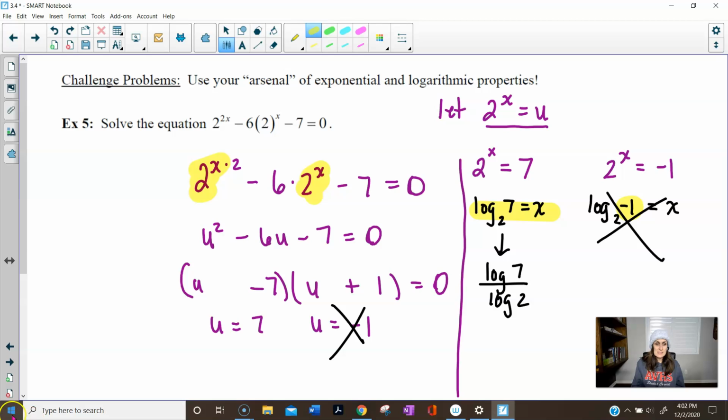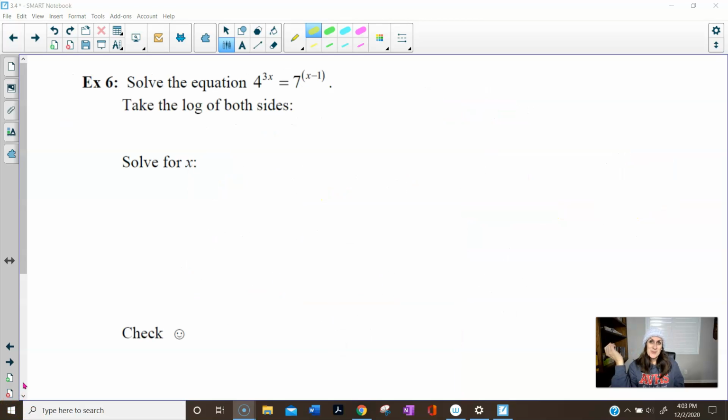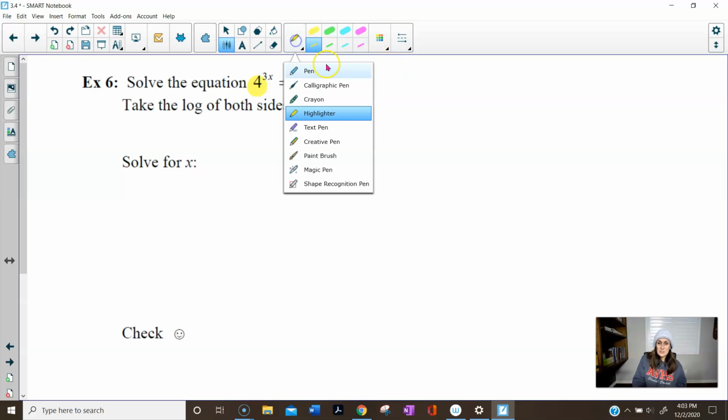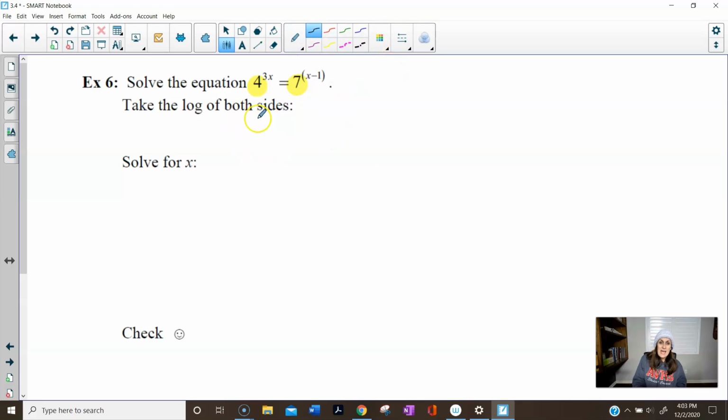So I'm hoping you're finding these super fun like I am. I think they're really fun. Here we have an issue because I cannot get these bases to be the same. It's impossible. So there's more than one strategy for these, but we're going to take the strategy of taking the log of both sides. Then you can take the exponents and bring them out in front.